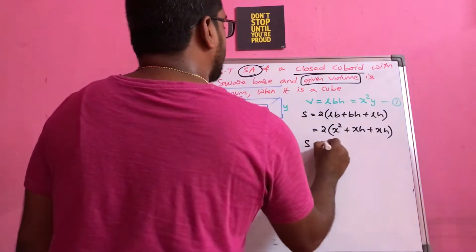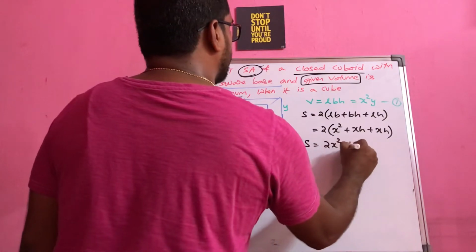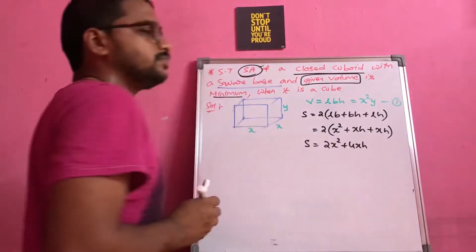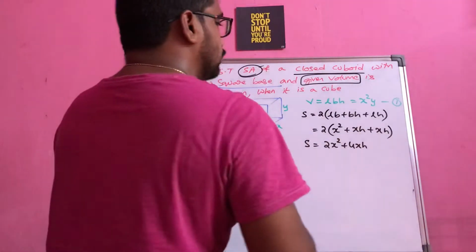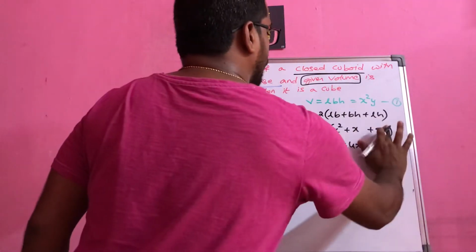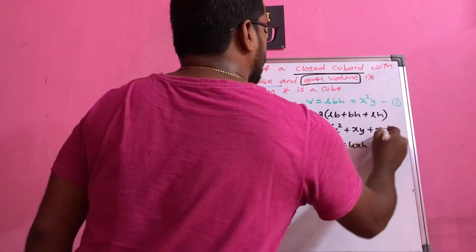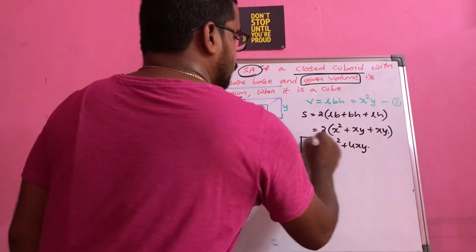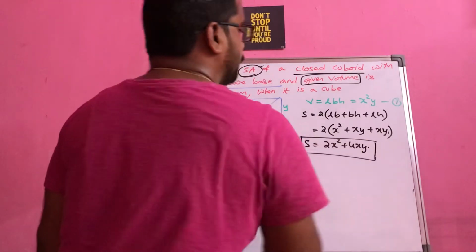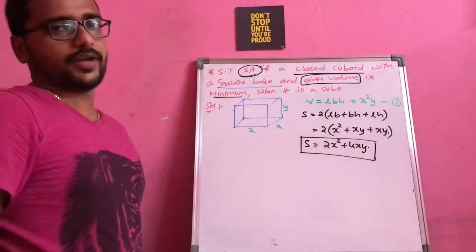So my S is becoming 2 times x square plus 4xh, you are getting, right? So you can take h as y, so this h can be replaced with y, and this will become xy, and this also will become xy. So this is the function for which we have to apply the differentiation. Till this point we are clear.